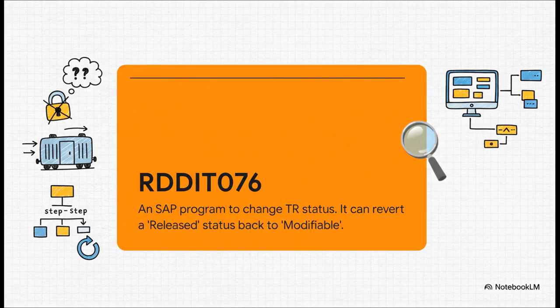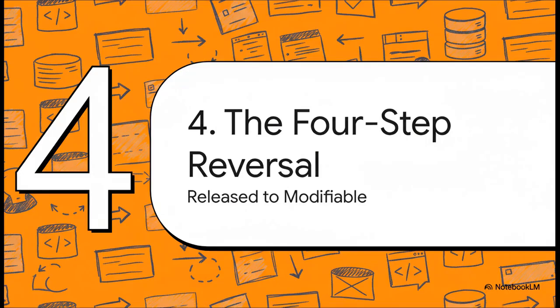So what exactly is it? Well, RDDIT-076 is a standard SAP program, and its whole purpose in life is to change the status of transport requests. Its superpower is its ability to take a released status and flip it right back to modifiable. Okay, on to Section 4, and this is probably the part you've been waiting for, the 4-step reversal. We're going to walk through exactly how to take a transport from released all the way back to modifiable.